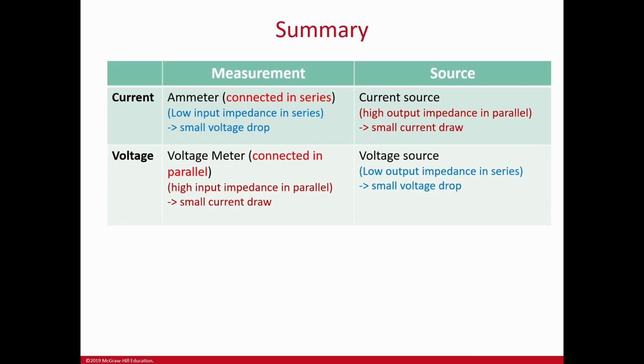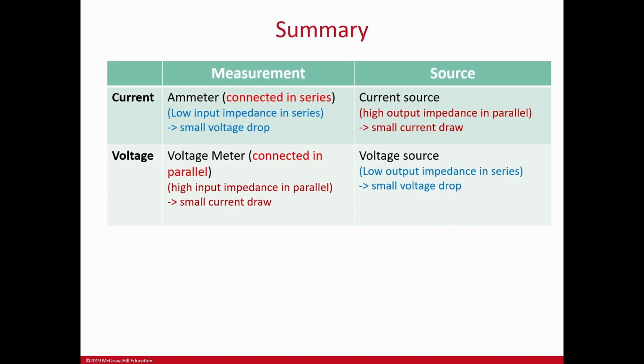And for measuring the current, it's also connected in series, right? Whenever you connect it in series, the internal impedance should be very small in order to have a very low voltage drop. So those two are the same. But when you're talking about the current source, there is a high output impedance in parallel to have a small current draw.